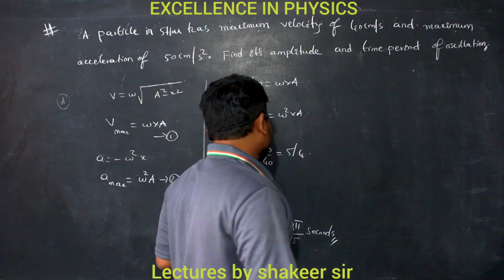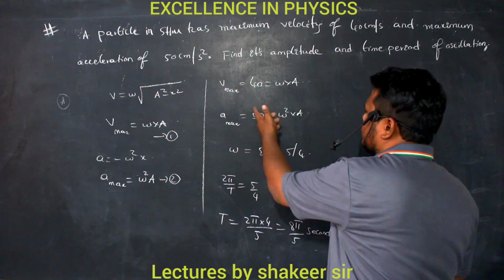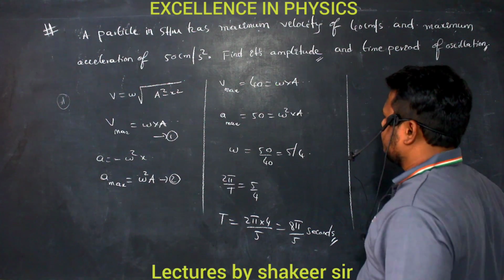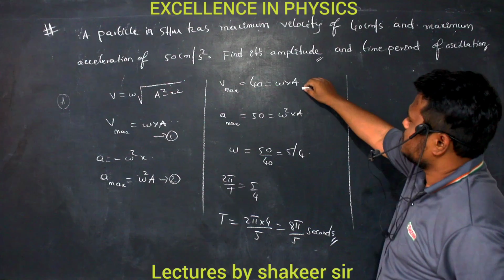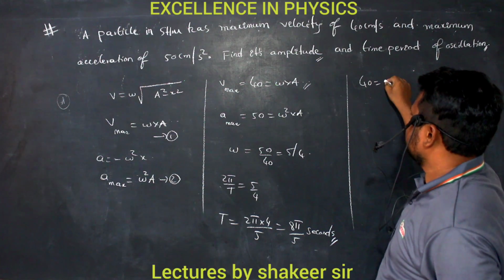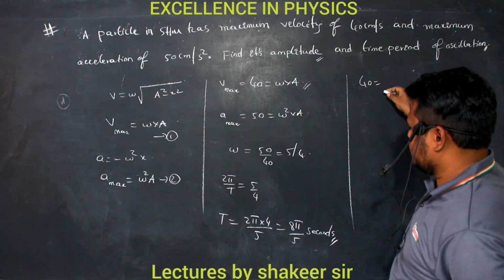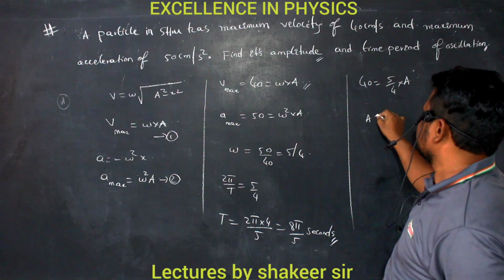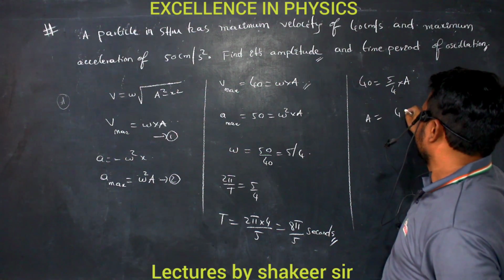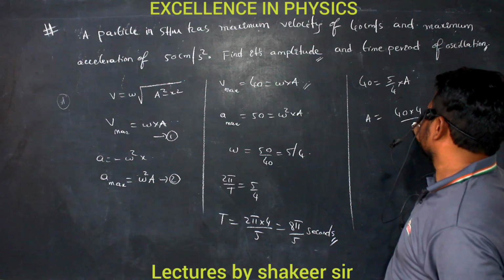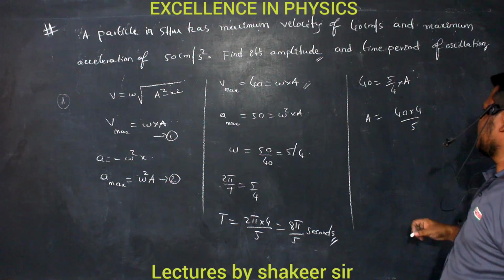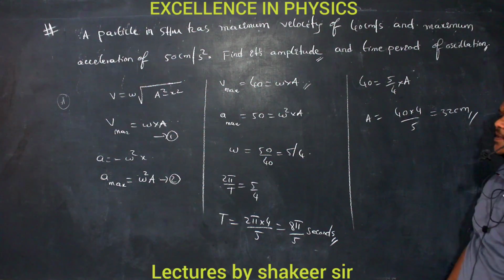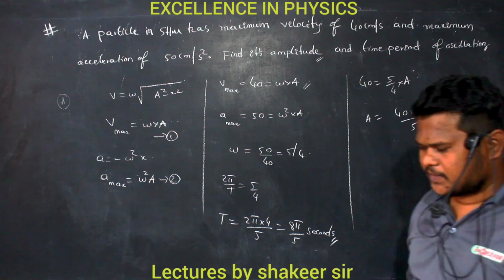Now take this time period, or take this omega value, and substitute it in any one of the relations. Then I will get the value of the amplitude also. So I will use this relation: 40 is equal to omega, and the omega value is 5 by 4, into amplitude. So the amplitude is equal to 40 into 4 by 5. So 5 8s are 40, so 8 4s are 32 centimeters will be the amplitude of this particle. Okay.